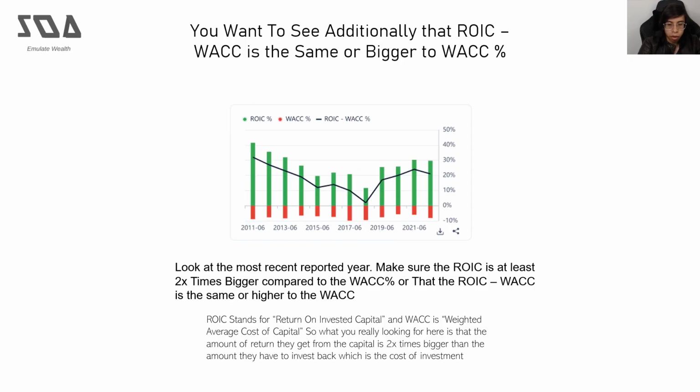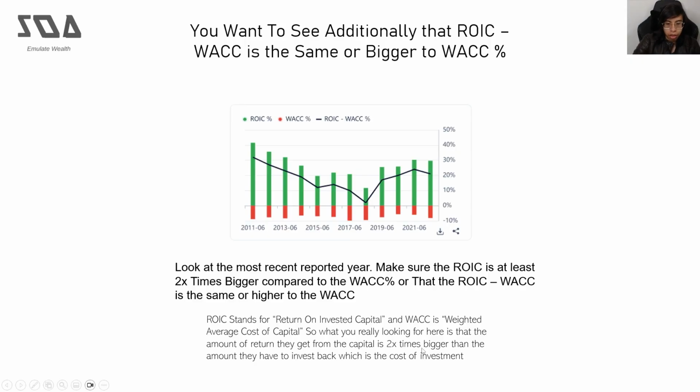What you want to look for here is that the amount of return that they're getting from the capital they're investing is 2 times bigger than the amount that they have to invest back, which is the cost of investment, right? So what that basically means is this: if the company has to invest $50 million in an investment, right, and the return that they're getting from the investment is $100 million, net in total there you have 50 million, right? So the return there, net out of total, is the same amount as the amount that they have to invest in the investment, right? That's what I basically mean. It's that it's 2 times bigger or at least the same to the capital, but net.